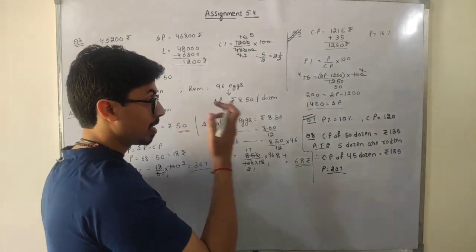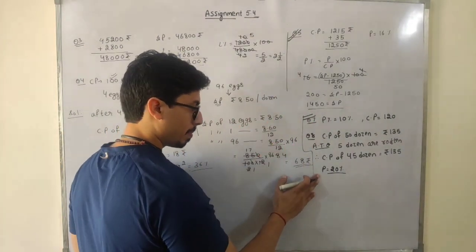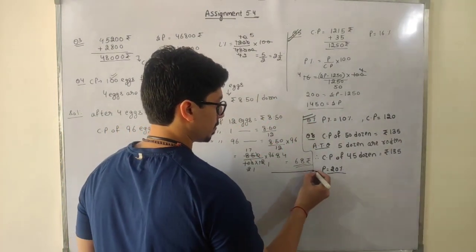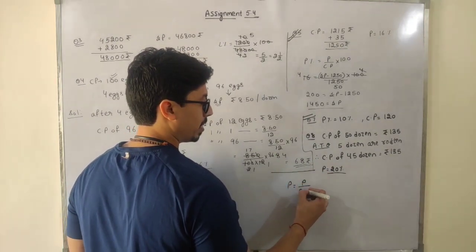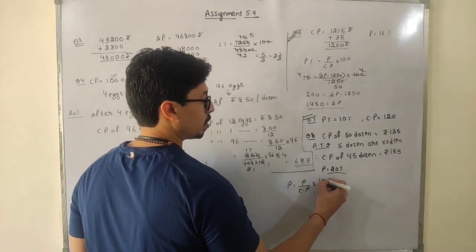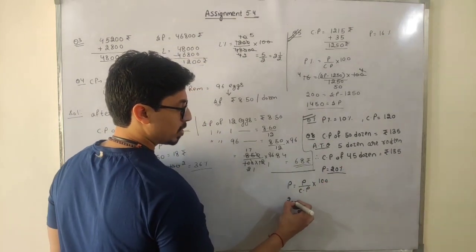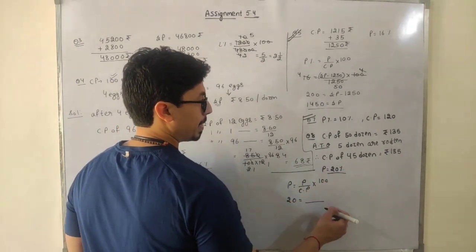Now see, students, this is also a same question, but I am discussing it. See, profit percent. Profit percent means profit by CP into 100. We know this formula. Profit of 20 is to be made. CP is how much?